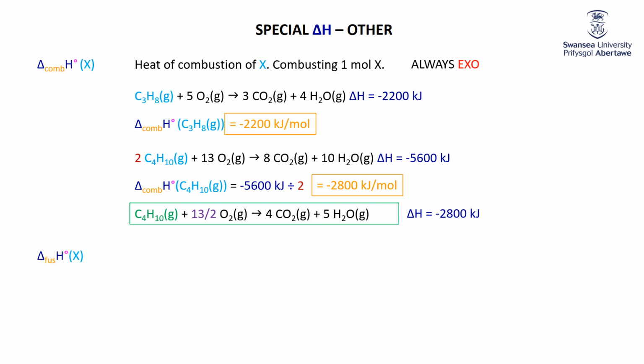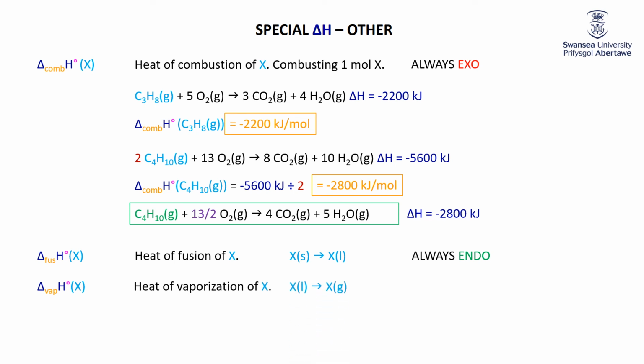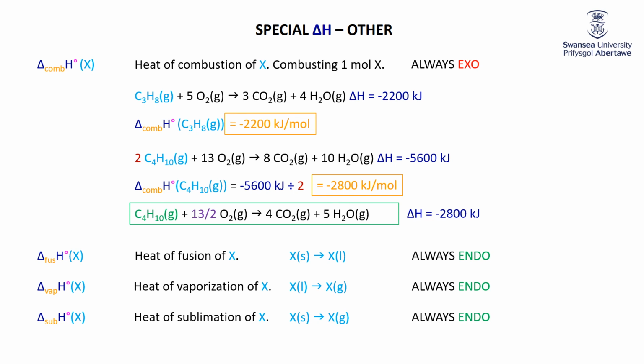3 other ones that you'll see periodically and we'll use importantly: the heat of fusion of X. Fusion is when a solid goes to a liquid, always of course endothermic. You have to heat up a solid to turn it into a liquid. Similar fashion, heat of vaporization is where you go from the liquid to the gas, again always endothermic. You've always got to heat up a liquid to turn it to the gas. And you might remember from last term, or just general knowledge, that there's such a thing as sublimation. The heat of sublimation of X going from the solid to the gas, and again that will always be endothermic.